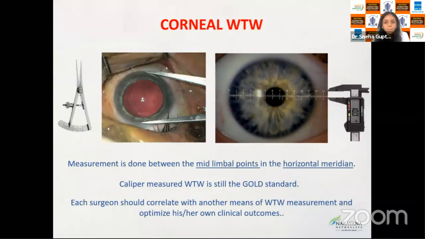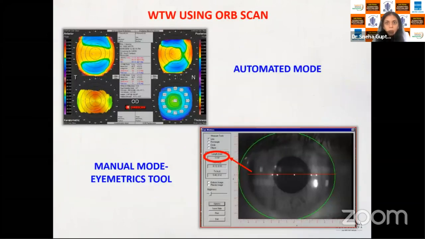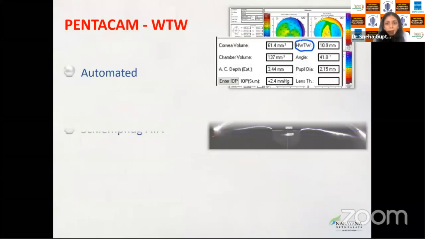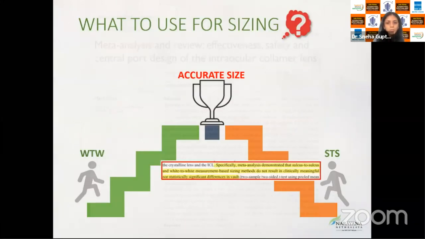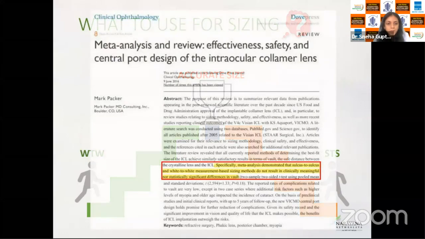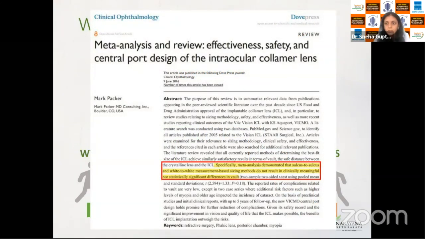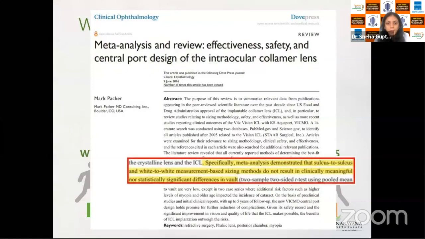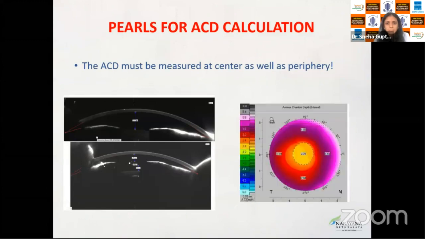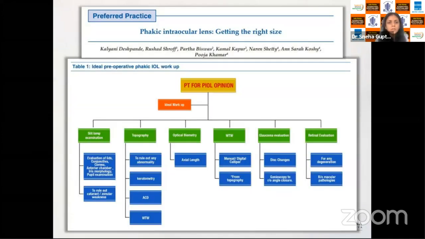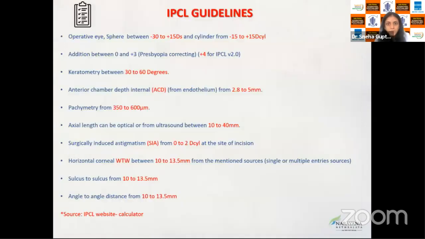White to white measured by caliper is the gold standard. We can also use OBSCAN, automated or the manual mode. Pentacam can be used. An article has been published which says we can either use white to white or scleral to scleral for appropriate sizing in cases of phakic IOLs. So this is the nomogram or the ideal preoperative workup for phakic IOLs that we have developed and published.